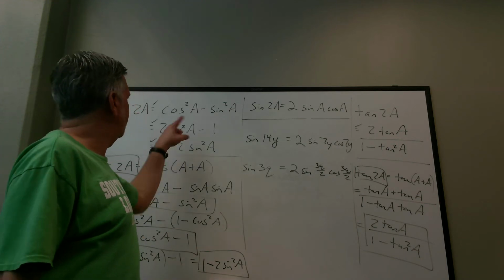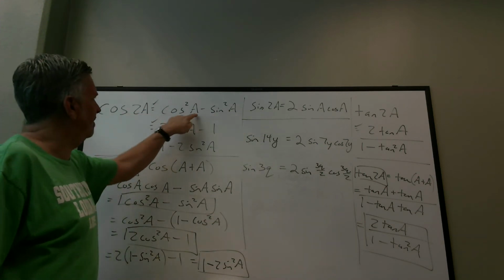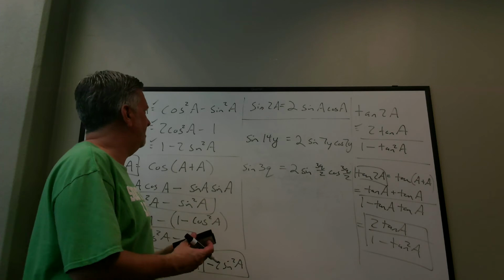Okay, so that's the way all these are working. Same thing here. Whatever angle's here and here, double it goes here. If you have this angle here, half of it goes here and here. So that's the way these identities are working.